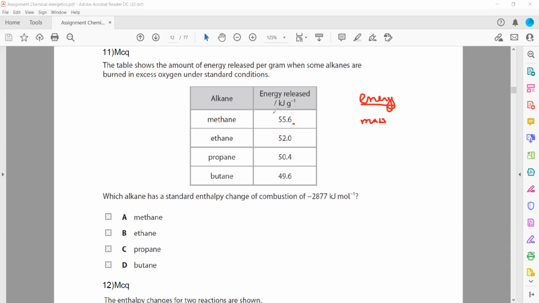So this is 55.6 kilojoule per gram. When every gram is burned, it means 55.6 kilojoules of energy is released. So we need the moles here for 1 gram. Moles equal mass in gram, so it is 1 divided by the molar mass of methane. Carbon is 12 and hydrogen is 4, because 4 hydrogen atoms are there, so this will be 16.